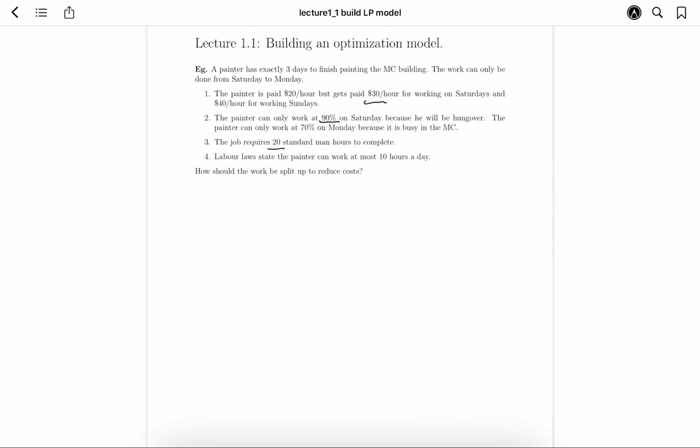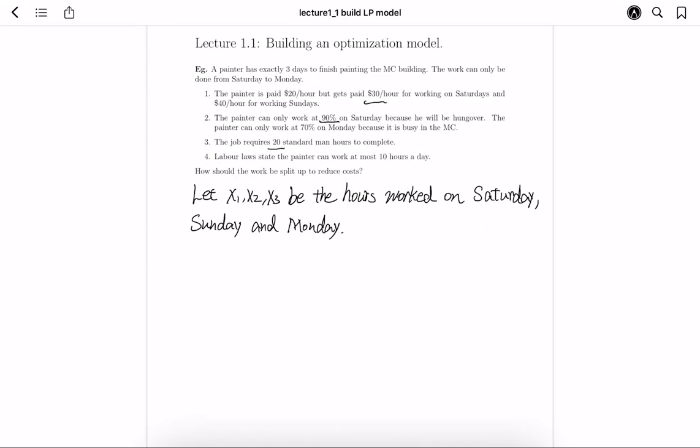We can create a mathematical program to solve the problem in the following way. Let x1, x2, and x3 be the hours worked on Saturday, Sunday, and Monday, respectively. And we want to minimize what the painter is paid. On Saturday, we pay him $30 per hour, so we pay him 30 times x1. Similarly, it's 40 times x2 and 20 times x3.